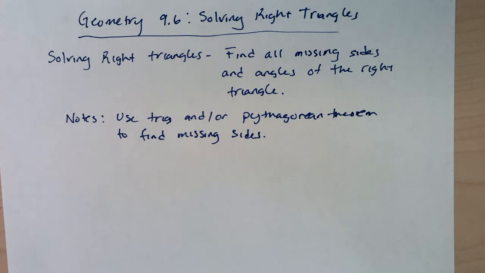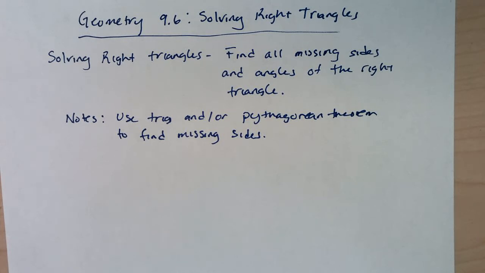If you're trying to find a missing side, you're either going to use trig, so that means use your sine, cosine, or tangent functions, and/or the Pythagorean theorem. You can only use the Pythagorean theorem if you have 2 out of the 3 sides of the triangle. And then we're going to go through how to find the angles of the triangle.